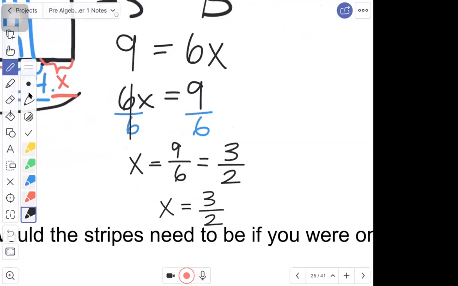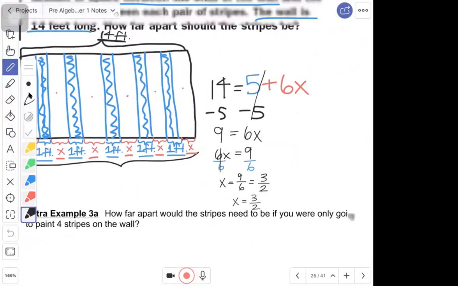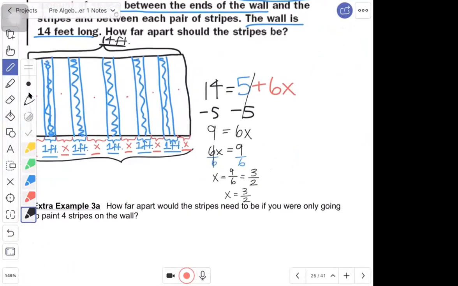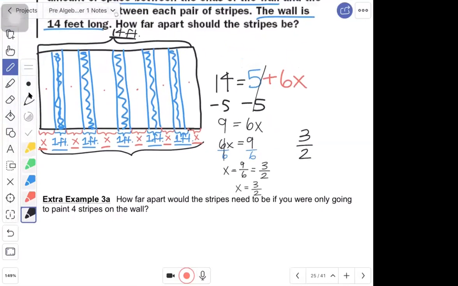So what is our x? Our x was the space between the stripes and the wall. That's what we wanted to solve for. We can't just say x equals 3 over 2. We have to label that. So what is our label on the 3 over 2? How far apart the stripes are between them and to the wall? 3/2 what? Feet. Yeah, it's 3/2 feet. So the stripes are 3 over 2 feet apart.